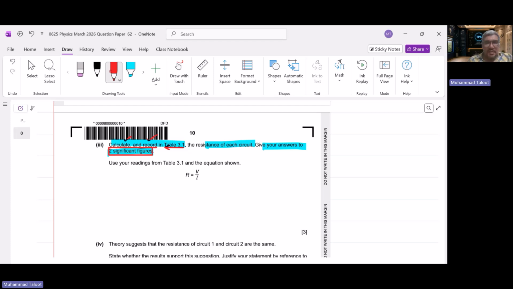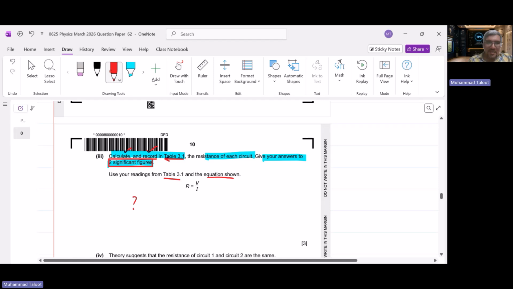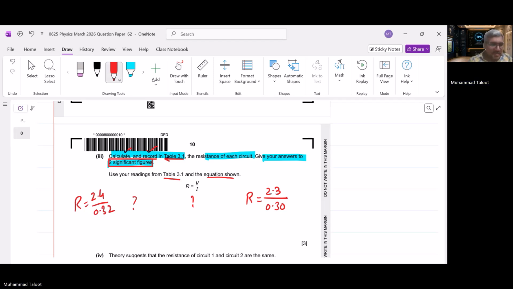So use your readings from table 3.1 and the equation shown. I was telling you that I know what we have to do here. Anyhow, you have to do the working here. So R is equal to 2.3 value we have measured, and then 0.30. And R is equal to 2.4 divided by 0.32. So dear students, we will be finding the value of resistance here. 2.4 divided by 0.32 comes out to 7.5 ohms.